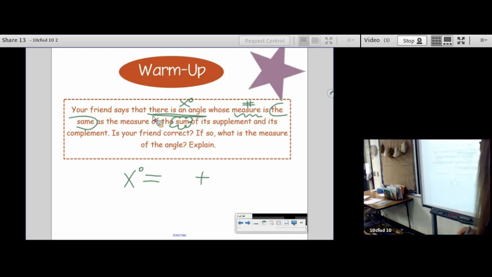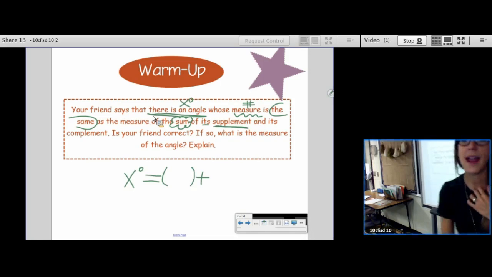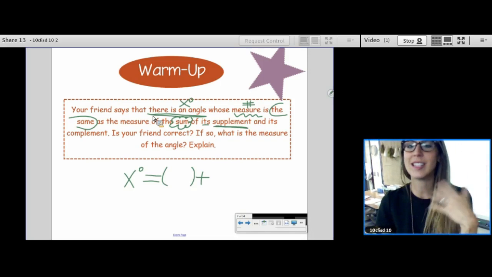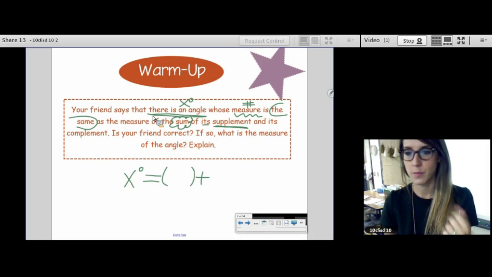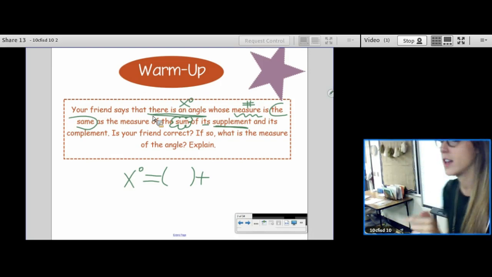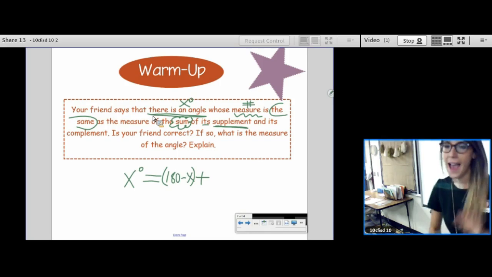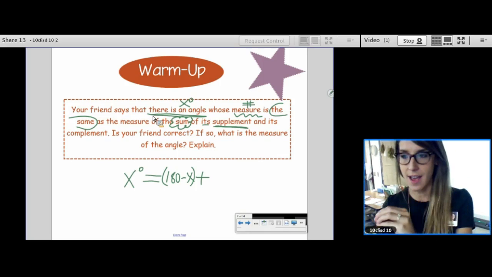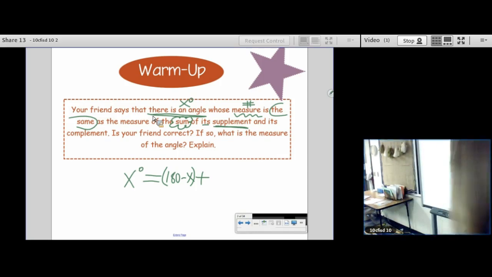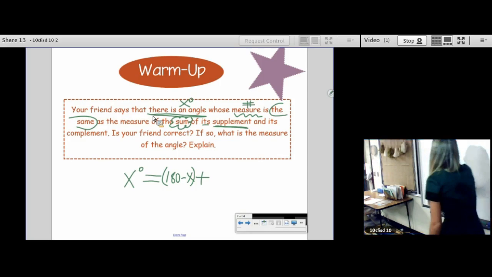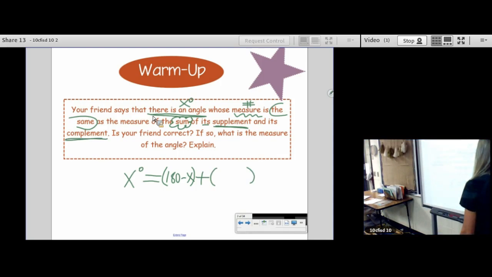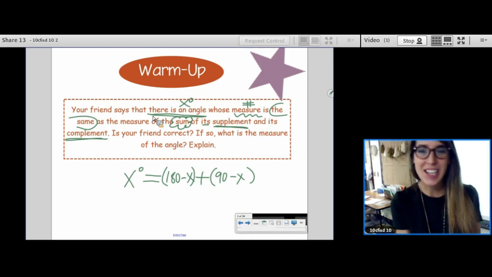Cool. Of its supplement. Stop right there. Let's write, if my angle is X, what is the supplement of my angle? If my angle is X, the supplement of that angle is 180 minus X. Very good. The sum of its supplement and its complement. Wow. We just put that sentence into math language.